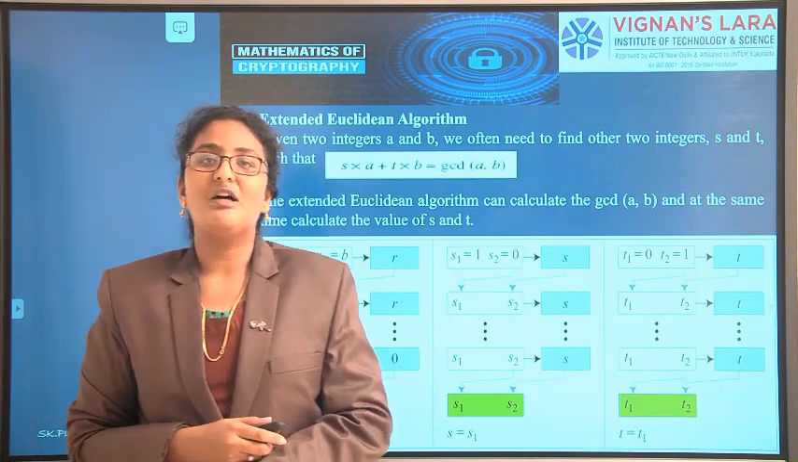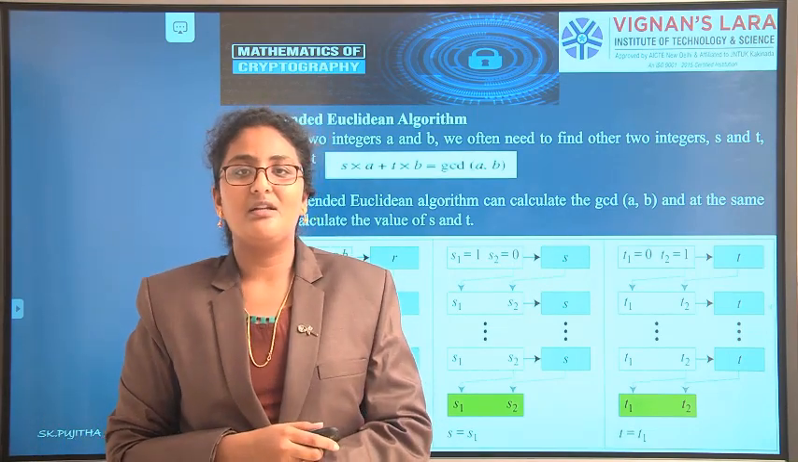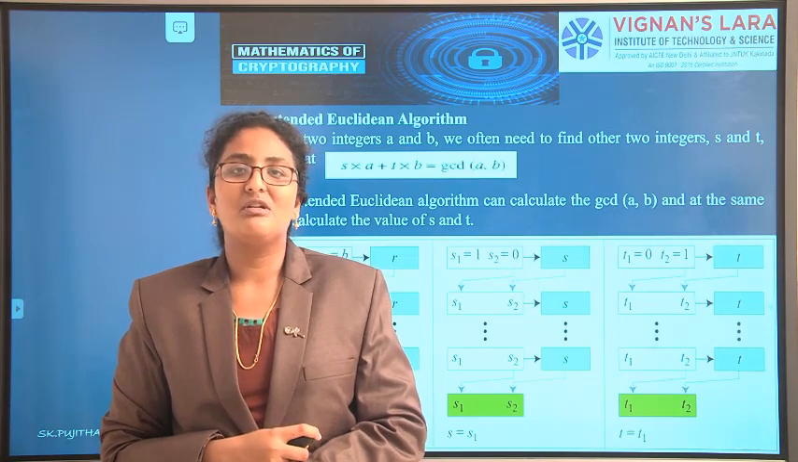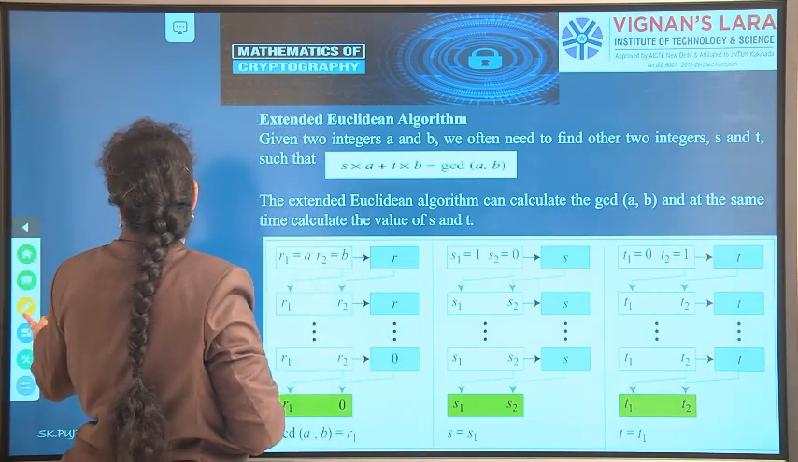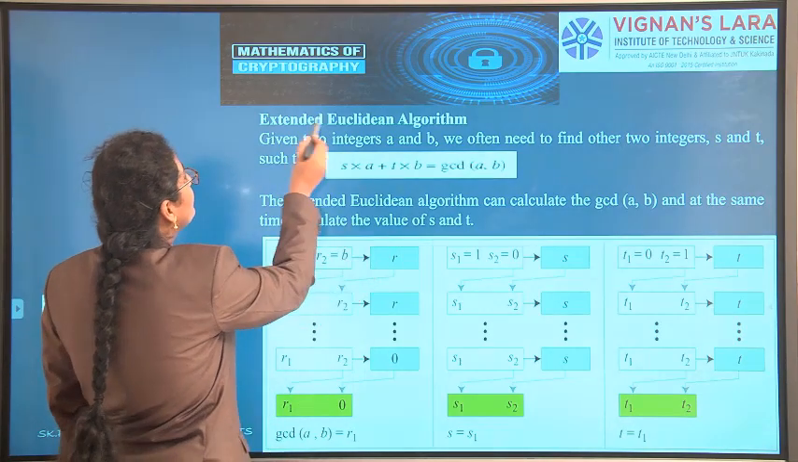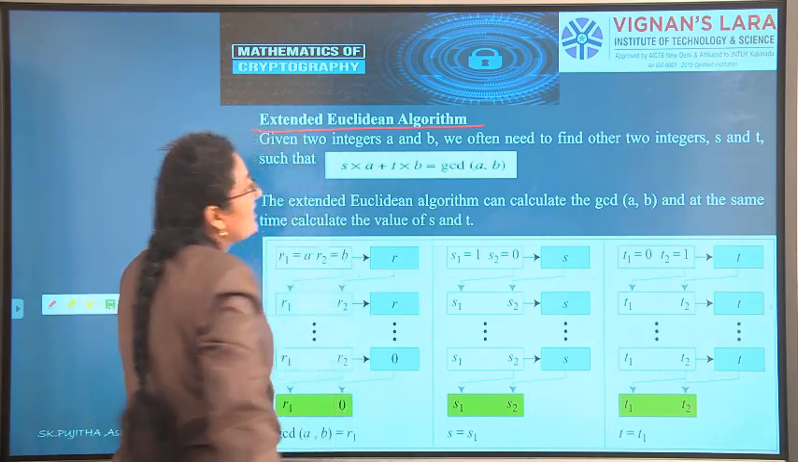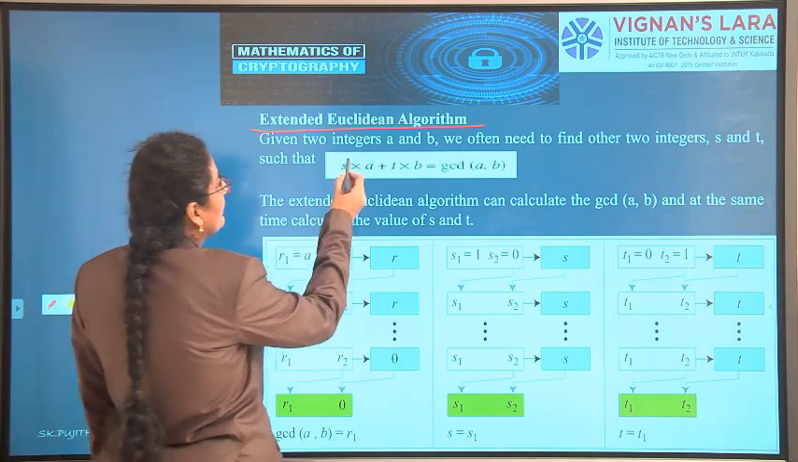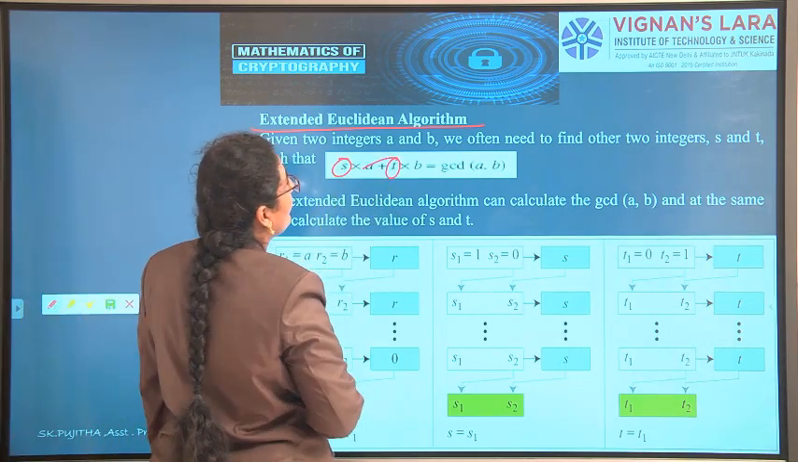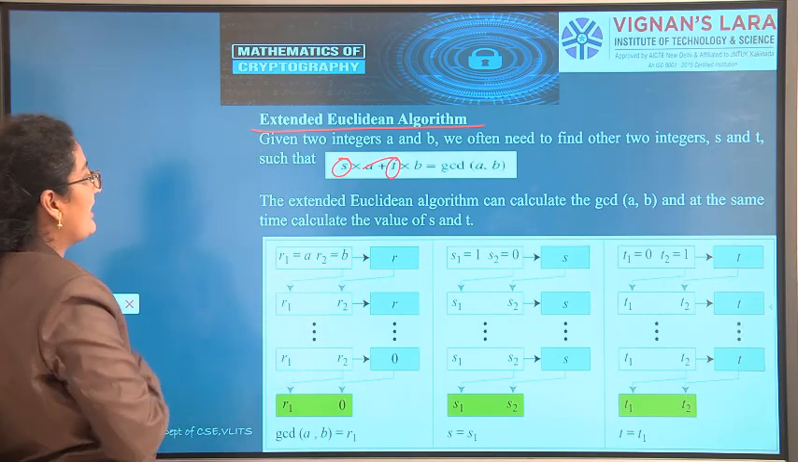So hello everyone, now let us see the continuation for Euclidean algorithm, that is the extended Euclidean algorithm. In addition to that, s and t are the two variables we are getting in addition to a comma b.